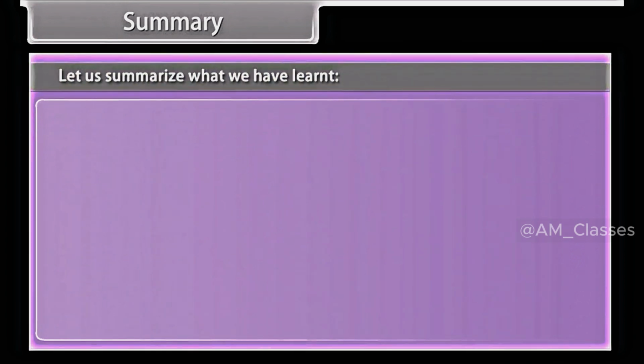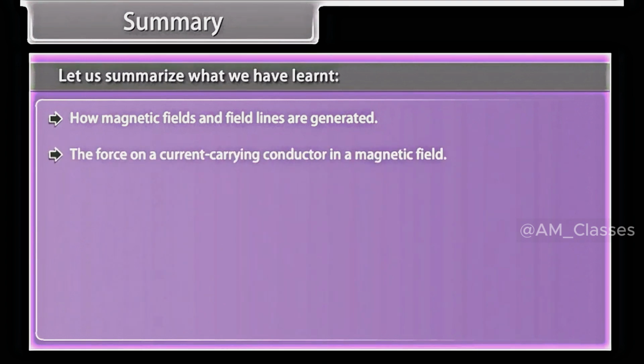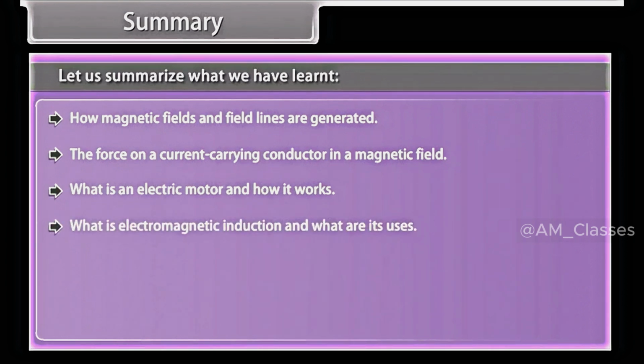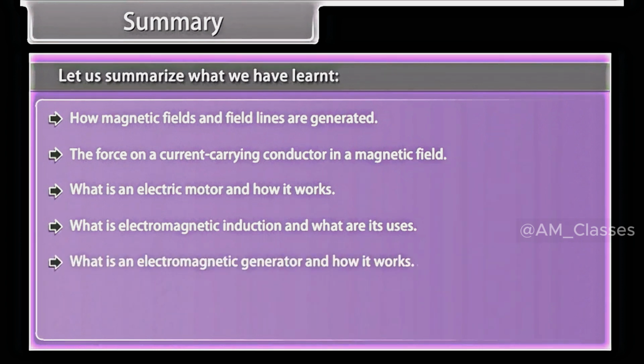Summary. Let us summarize what we have learned. How magnetic fields and field lines are generated. The force on a current-carrying conductor in a magnetic field. What is an electric motor and how it works. What is electromagnetic induction and what are its uses. What is an electric generator and how it works. The use of wires and fuse in domestic electric circuits.